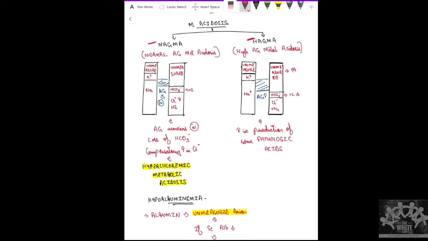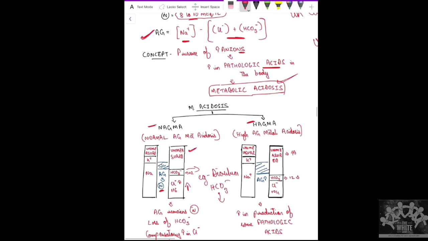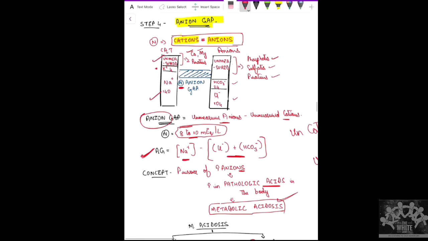Over here, this part is not changed. The unmeasured part doesn't change. It is the HCO3 minus level, there is loss of HCO3 minus. Example, in case of diarrhea, the colon contains a large amount of HCO3 minus. This is gone out of the body. So HCO3 minus levels decrease, and this is compensated by an increase in chloride. When this happens, we see that the anion gap is maintained. The normal anion gap is maintained. This anion gap and the anion gap previously seen in the normal condition of the body are the same.